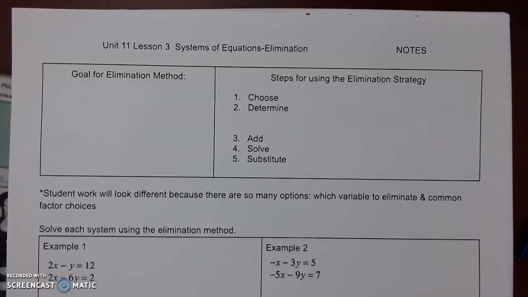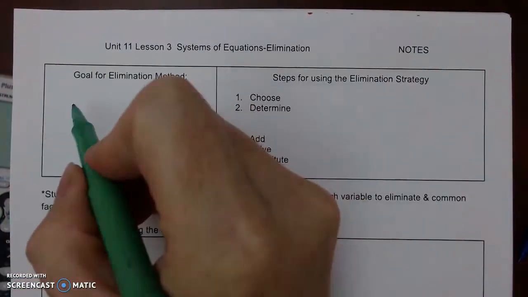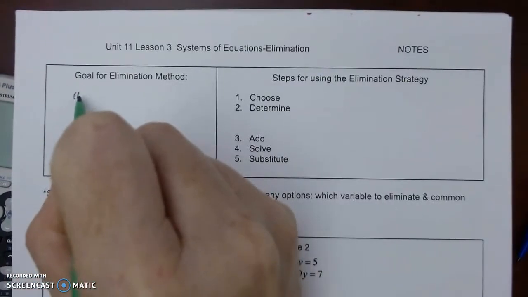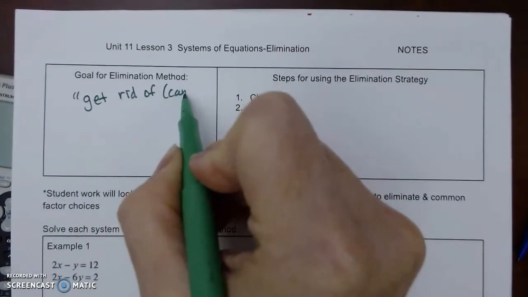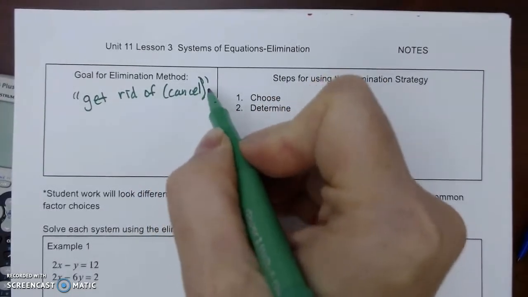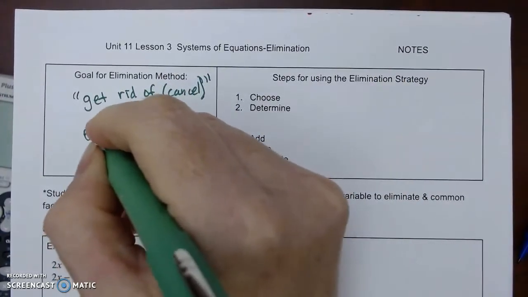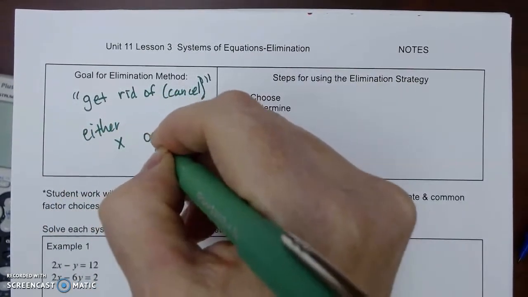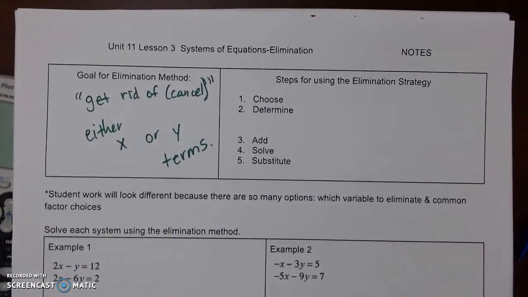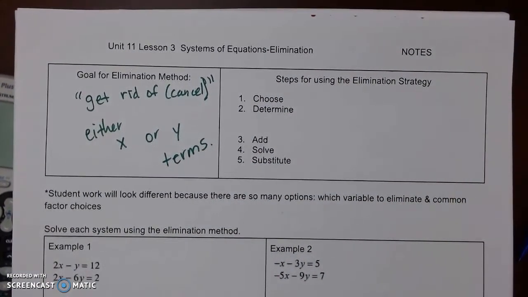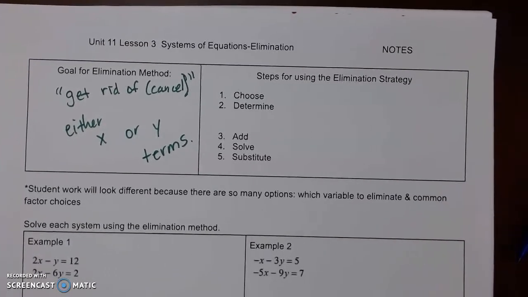All right, Unit 11, Lesson 3, Systems of Equations by Elimination. This is going to be the same strategy, same type of answer. Our goal for elimination is to eliminate, or get rid of, which means cancel, either the x or the y terms. You get to pick. It sounds really complicated, but most students actually enjoy this strategy.